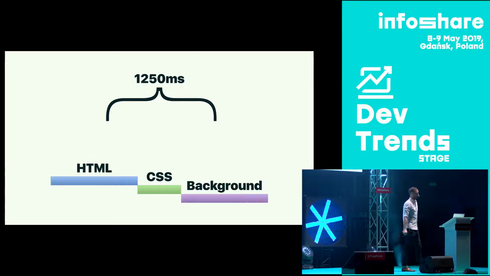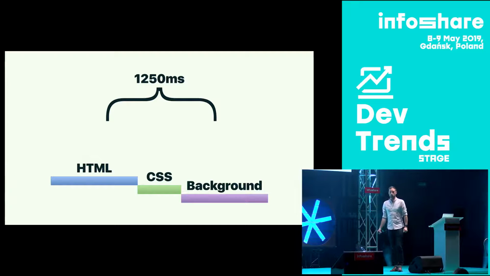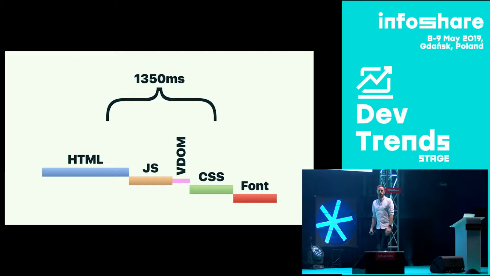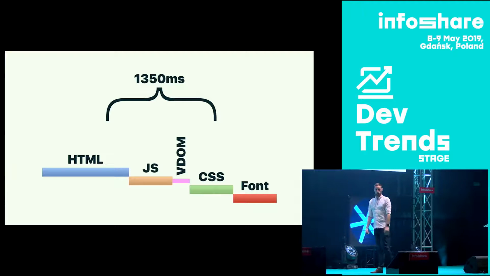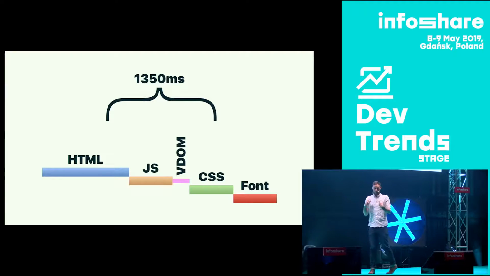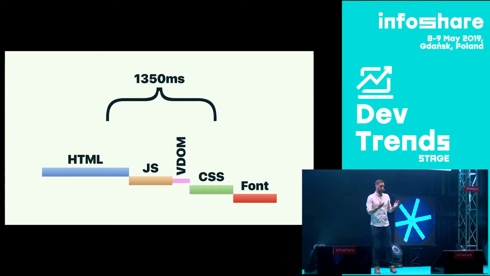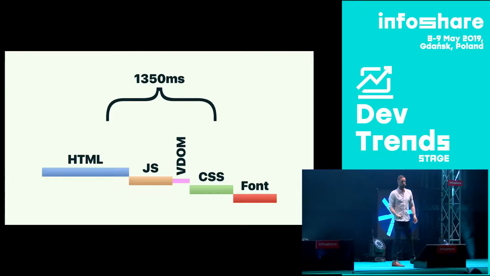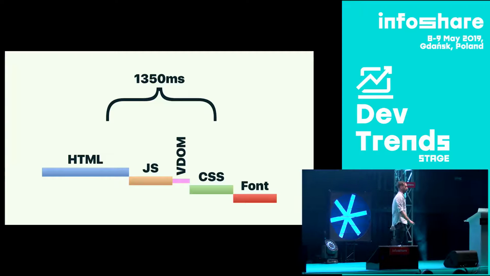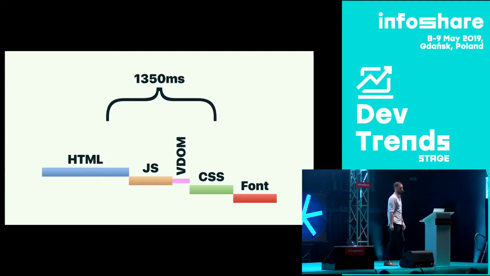With a single-page app, what's going to happen is you download your HTML. That will download vendor and app.js. You've got to spend a bunch of time building the virtual DOM. Then that will apply styles to the page. Then you can build the render tree, and then you find the font. And this has taken 1.35 seconds now. This is taking way too long.